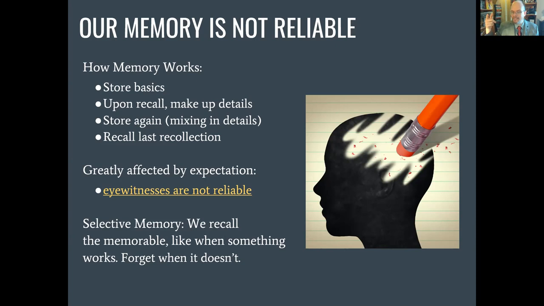When we recall it again, we're not recalling the first time it happened. We're recalling our last recollection, which means that some of the details we confabulated could get mixed in with the memory. We might think it's legitimate. The more we do this, the less accurate the memory becomes.